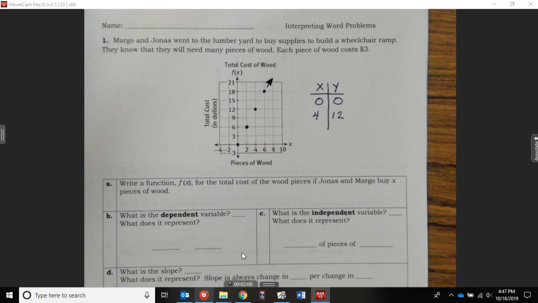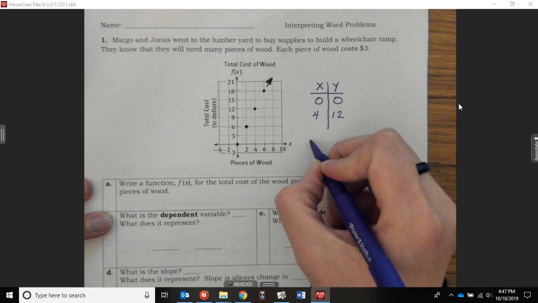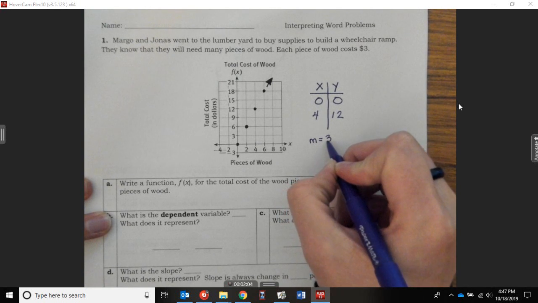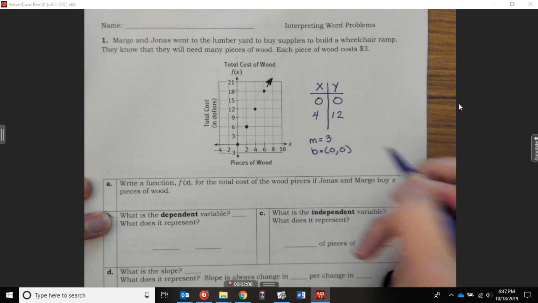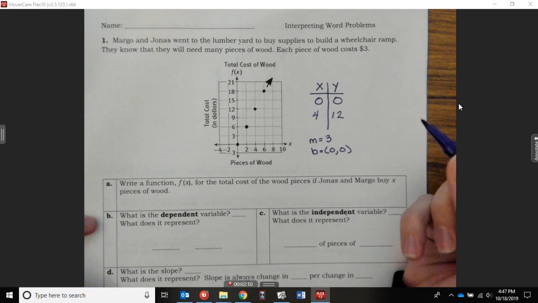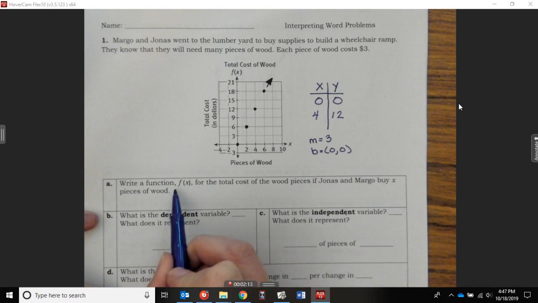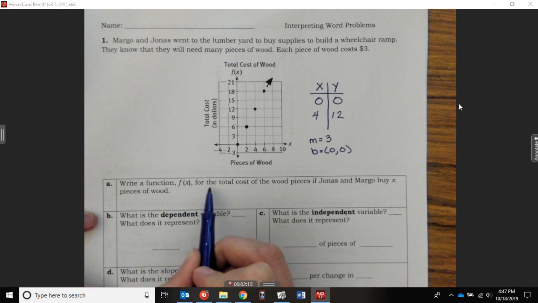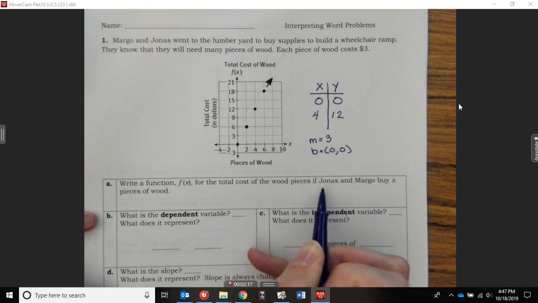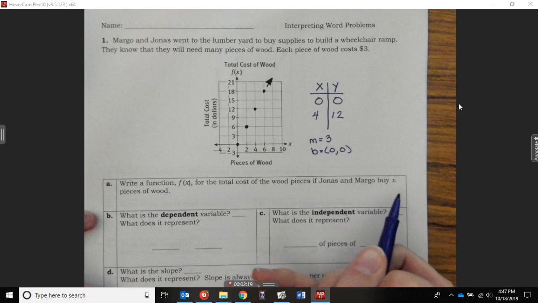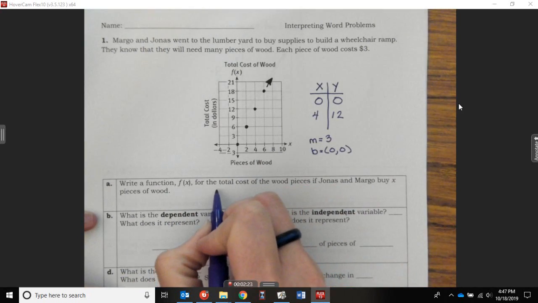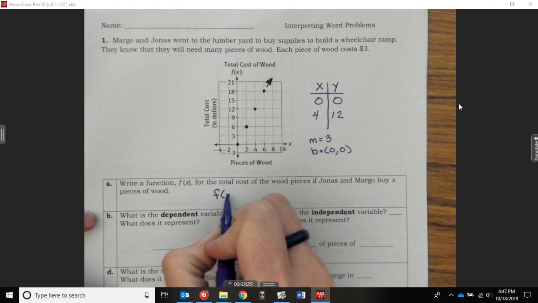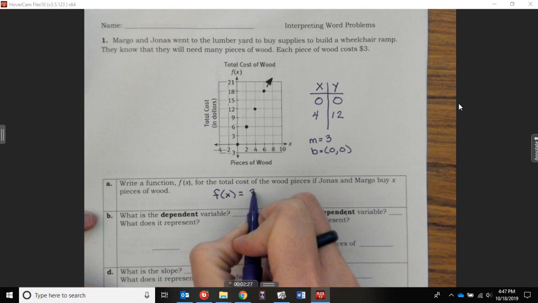So let's go back and look at this paper. I'm going to write that down. My m is 3 and my y-intercept is 0, which means 0, 0. So what does this mean if I were to try to write a function, f of x, for the total cost of the wood pieces if Jonas and Margot buy x pieces of wood? My situation here is that f of x equals 3x.